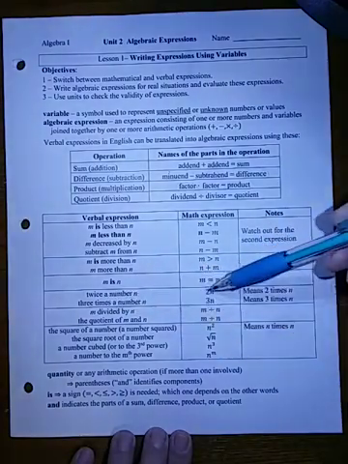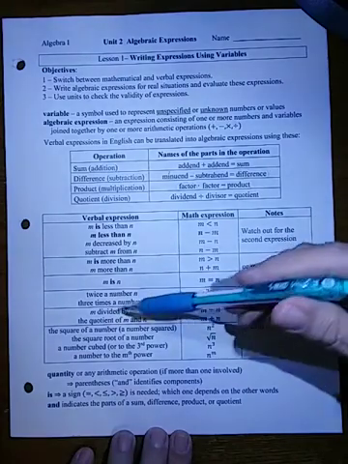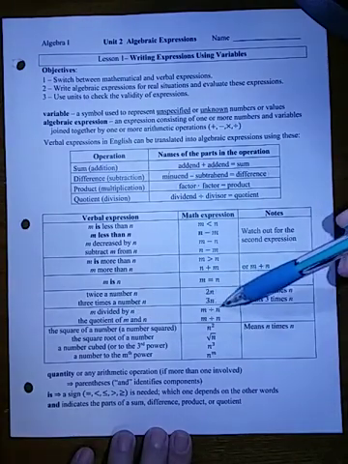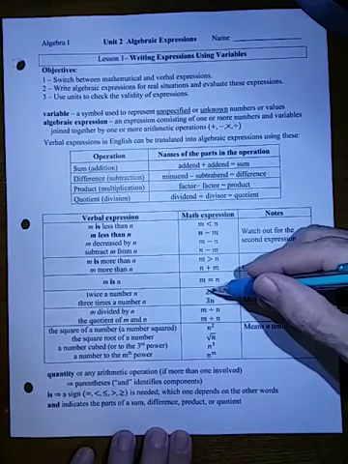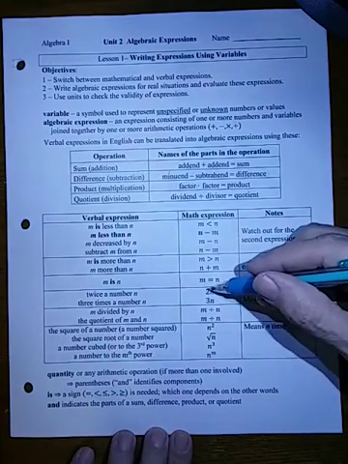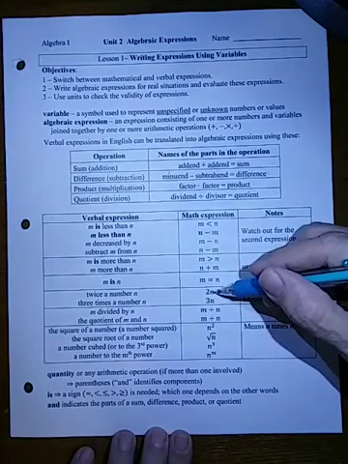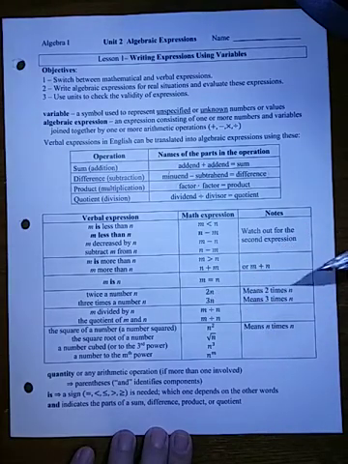Twice a number n means to multiply by 2. 3 times a number means 3 times that number, where we write multiplication by writing the two things next to each other. So if you have a number and a symbol, writing them next to each other means multiplication.